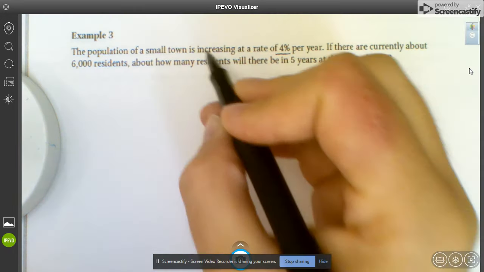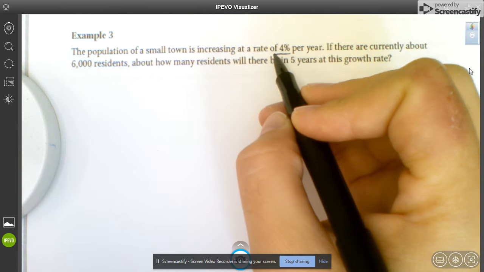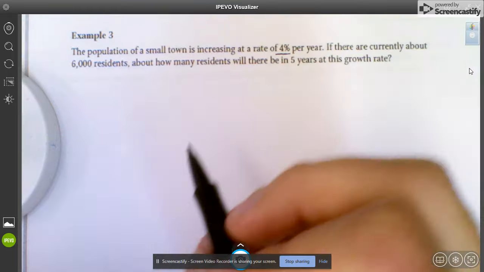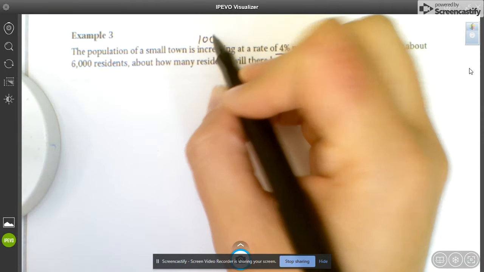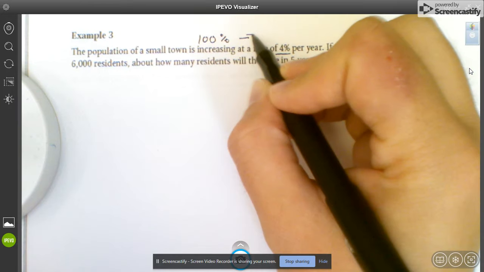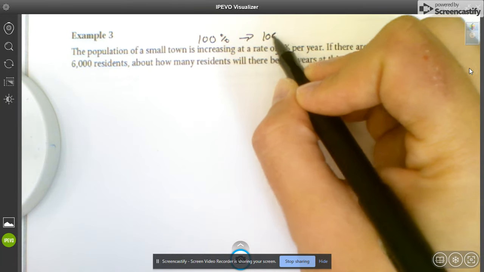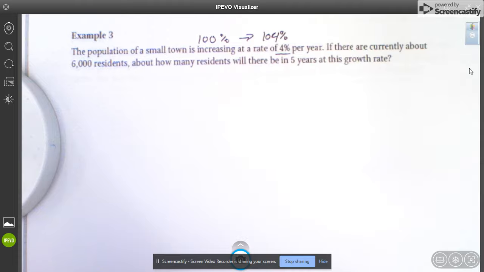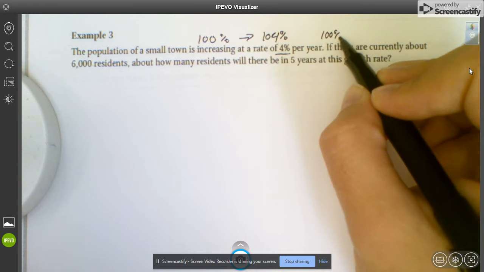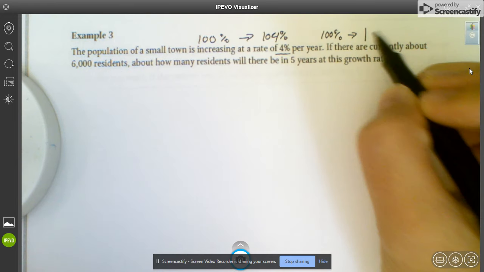But I want you to think about this. We're increasing at a rate of 4%. So if we originally started, the original amount we're starting with is 100%, right? And we're going to 104%, if you want to think about it like that. But what I want you to remember is that 100%, if we were to convert that, would be 1.